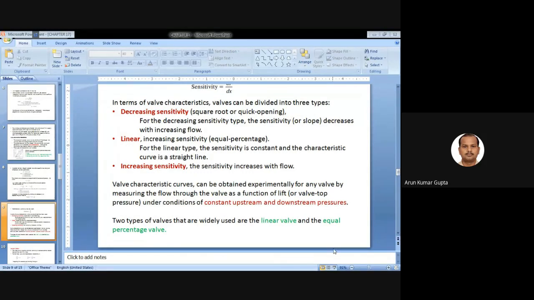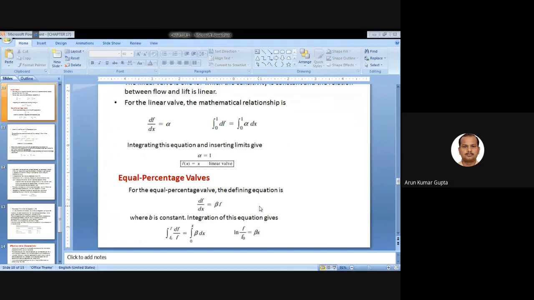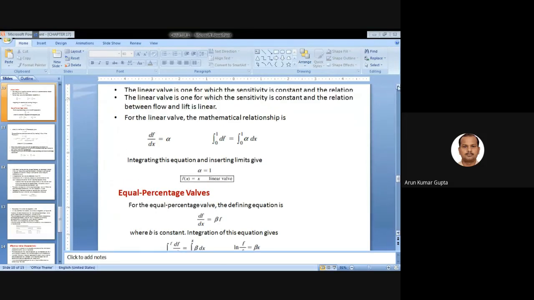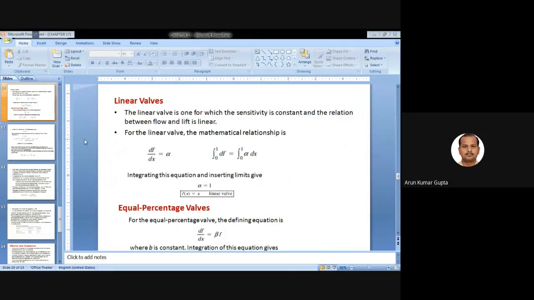The first one is the linear valve. A linear valve is one in which the sensitivity is constant and the relation between the flow and the lift is linear. That means the slope is constant, so df by dx is equal to some constant, let's say alpha. If you integrate this, we can say df is equal to alpha dx, from 0 to 1.